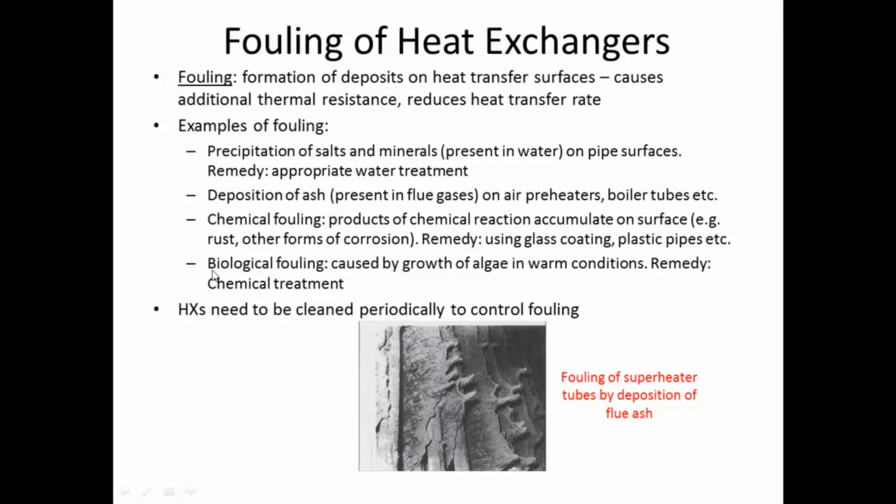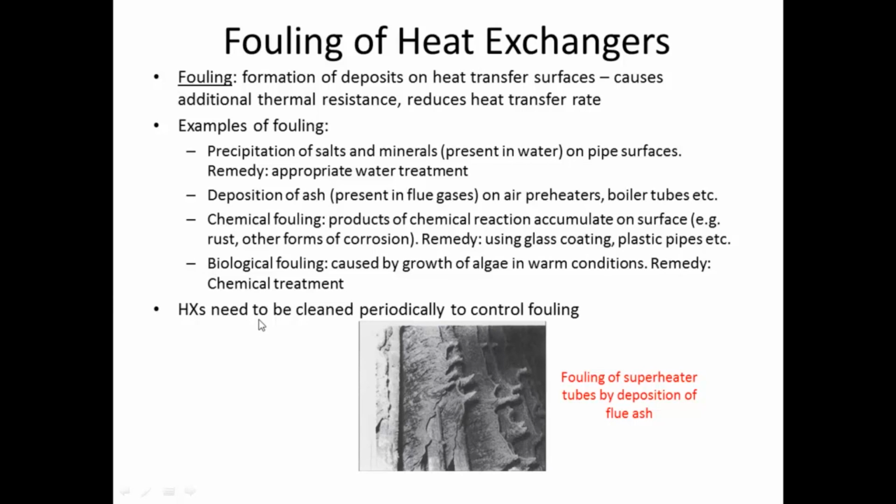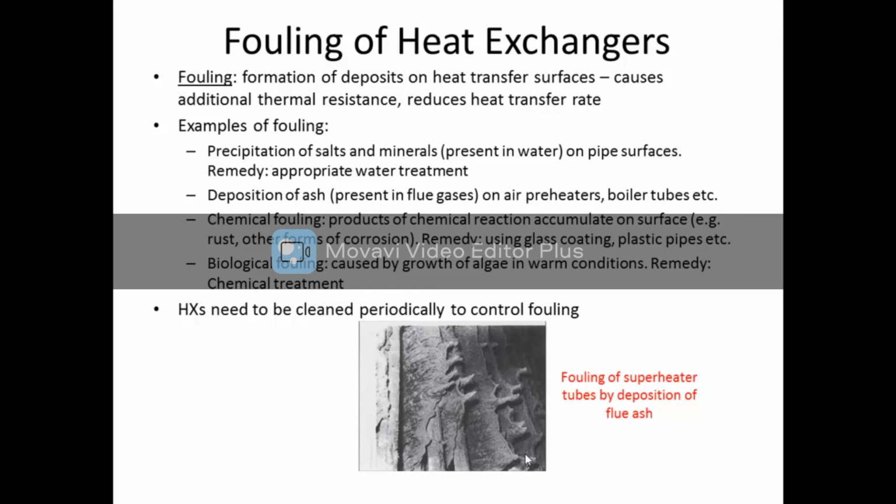A fourth cause is biological fouling. This is usually attributed to the growth of algae in warm conditions. This can also be eliminated by chemical treatment of the water. Of course, all the heat exchangers are cleaned periodically to clean the heat transfer surfaces and to keep fouling under control. This diagram shows the fouling of superheater tubes in a boiler by the deposition of flue ash.